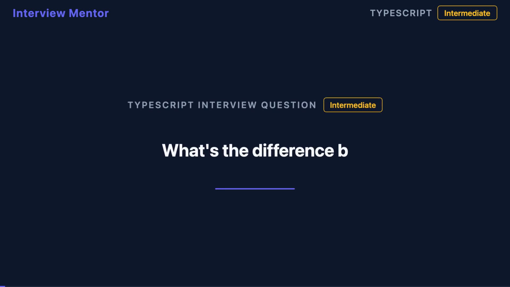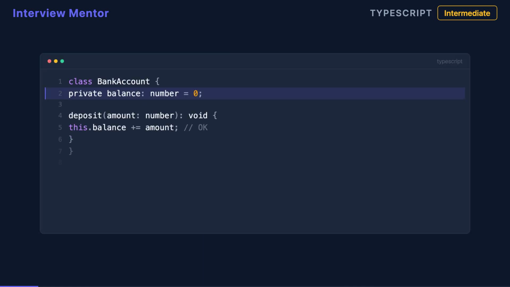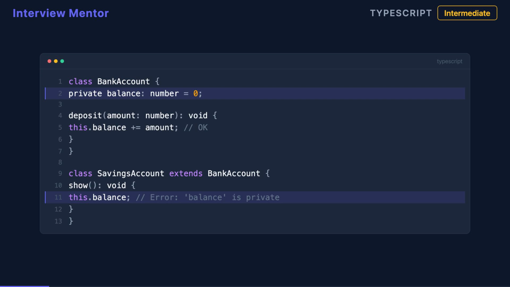Have you ever changed private to protected just to make your subclass compile, without really knowing why? Let's fix that. The private modifier means only the declaring class can access that member. Subclasses cannot touch it, and neither can external code. TypeScript enforces this at compile time. You'll get an error the moment you try to reach a private member from a child class.